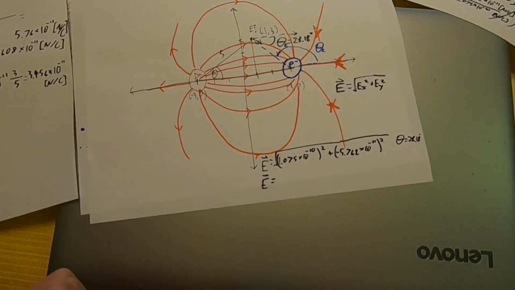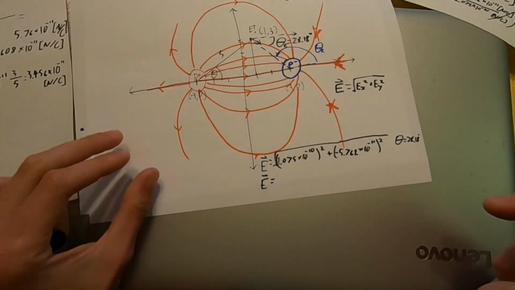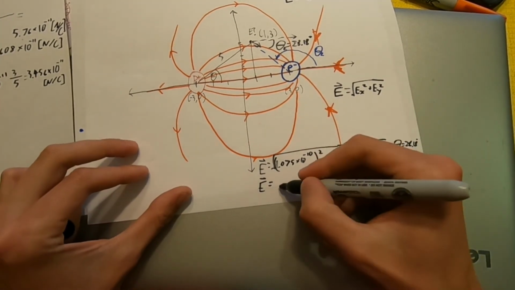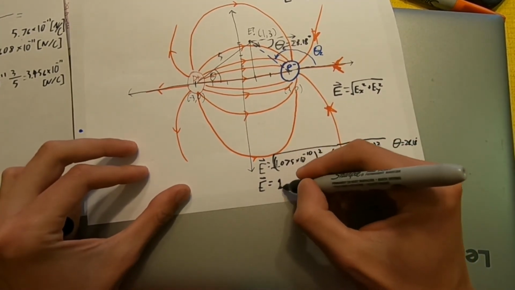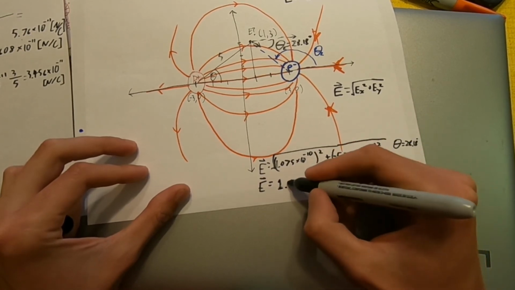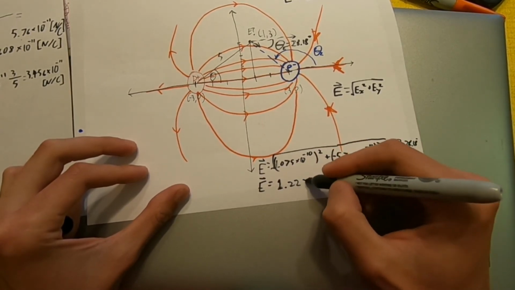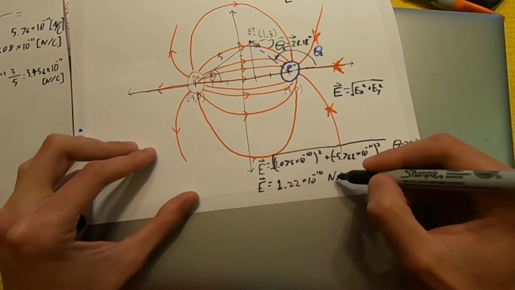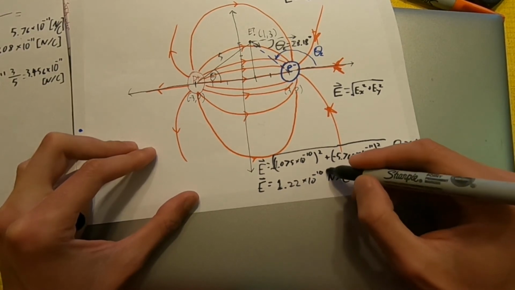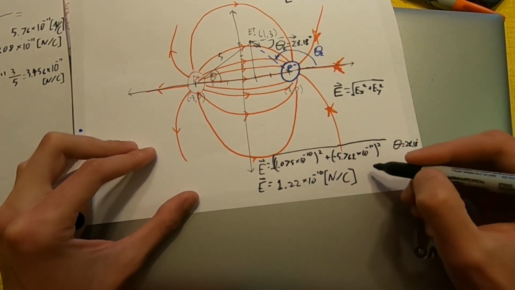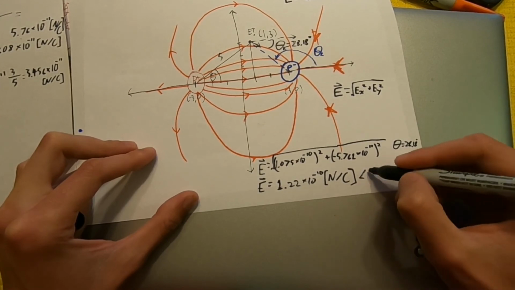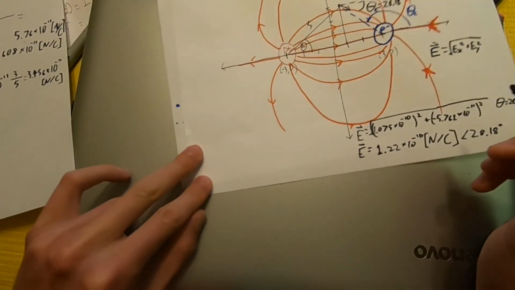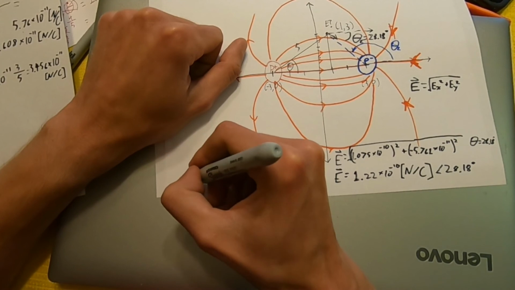So this gives us E, sorry, it's a long lesson, equal to 1.22 times 10 to the negative 10th newtons per coulomb at an angle of negative 28.18 degrees.